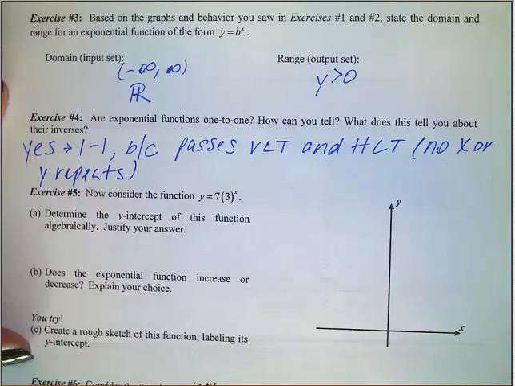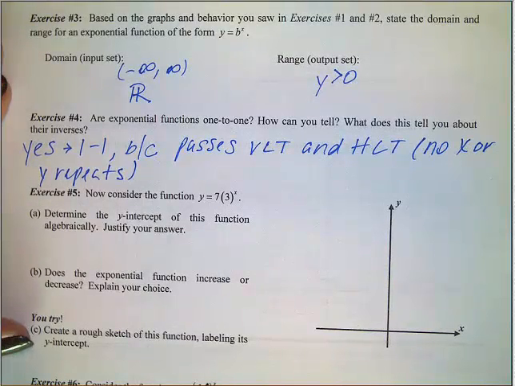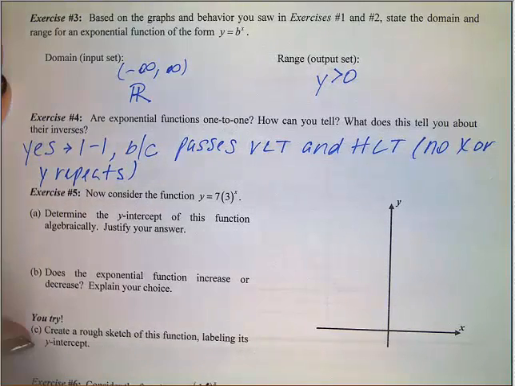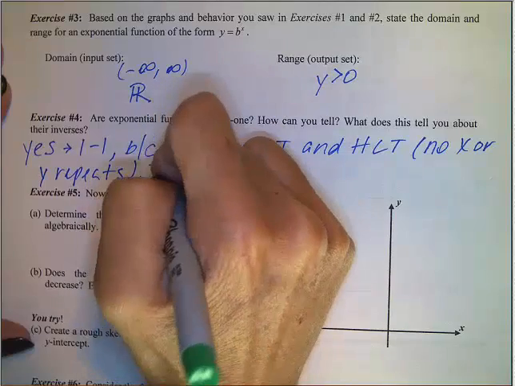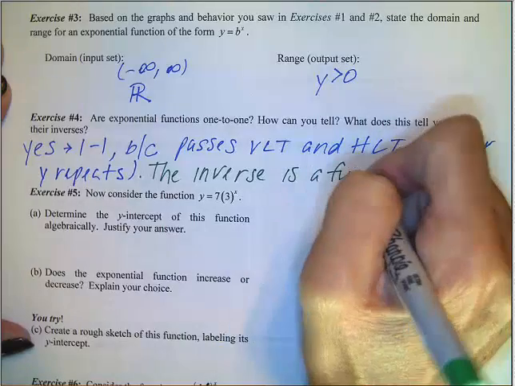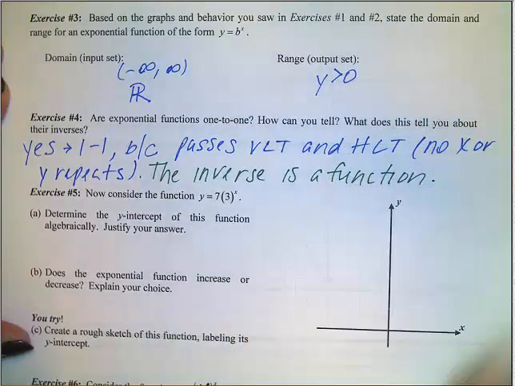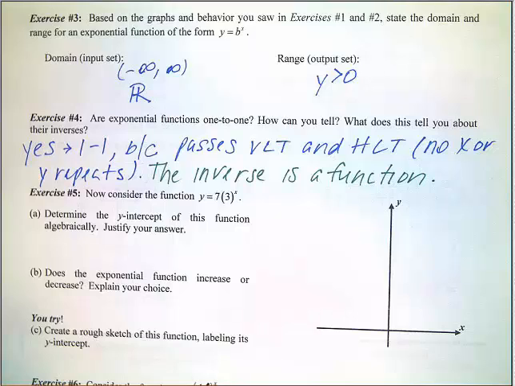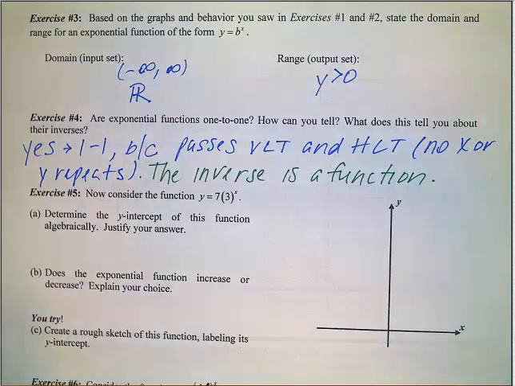So that's how we know that it is one-to-one. What does this tell you about your inverses? Well, it tells you the inverse is a function. So if it is one-to-one, the original is a function, the inverse is a function.